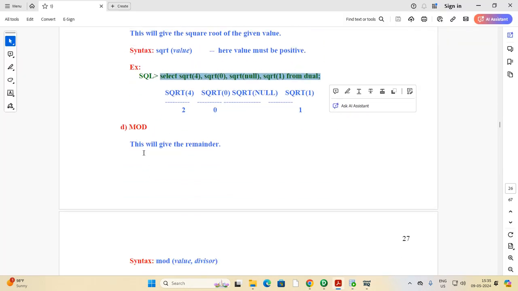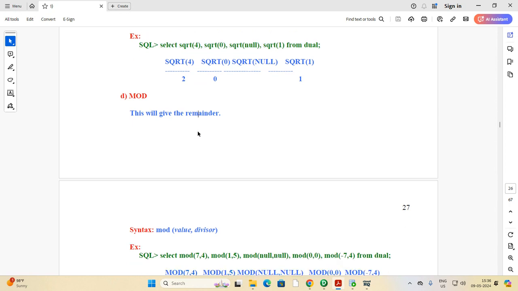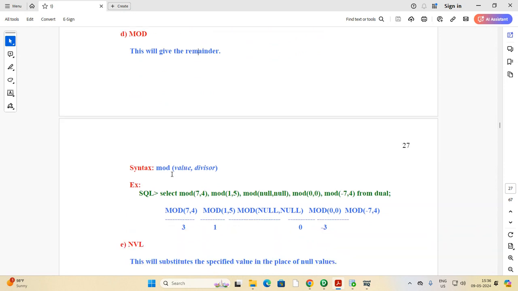And modulus. This modulus always gives the remainder, which is a very important function. We will use this modulus function in so many examples. The syntax is modulus of value, divisor. So here we see the modulus value.